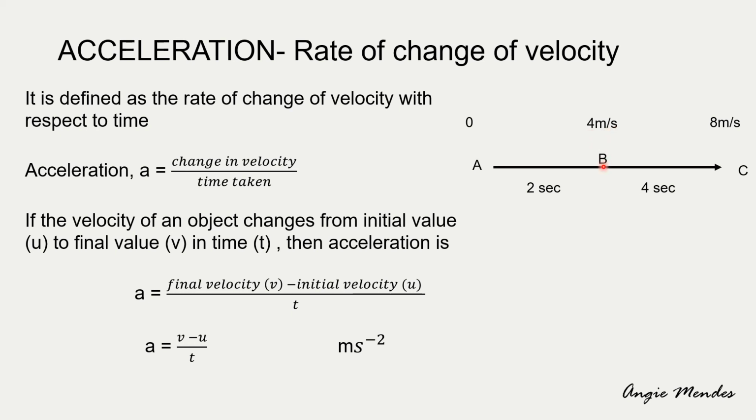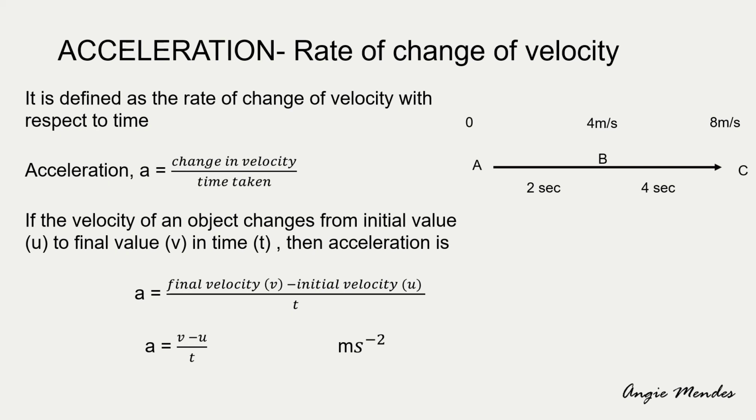Now if we take B as the initial velocity of the object, then the body when it reaches C has a final velocity of 8 meters per second. So now to find the acceleration, we need to follow this rule. We have to subtract the initial velocity from the final velocity.